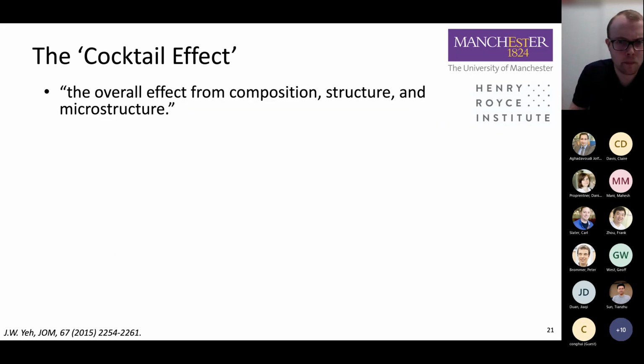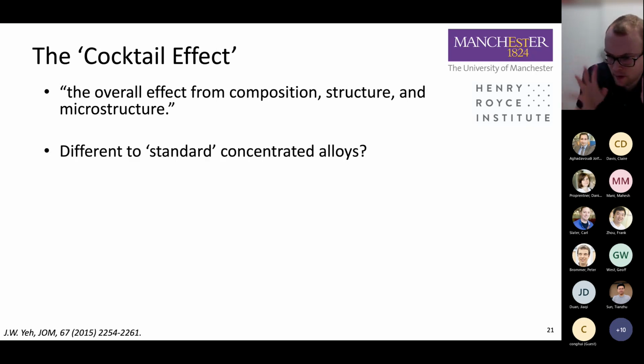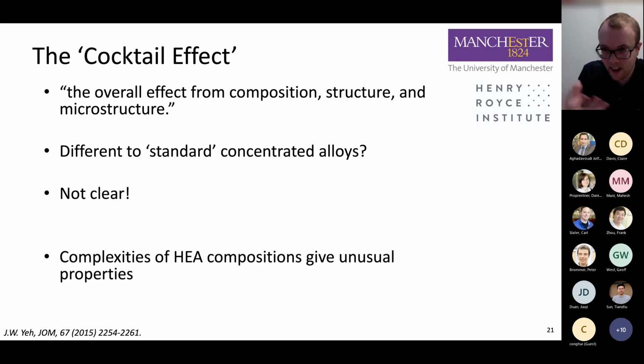What about the cocktail effect then? Well, this is a tricky one. It's supposedly the overall effect from composition, structure, and microstructure, but it's difficult to work out whether, when people talk about this, it's any different to what you find in standard concentration alloys like superalloys or austenitic stainless steels. It's the idea that the complexities of high-entropy alloy compositions give rise to unusual properties, and sometimes they do. We'll talk about that later. But is this particularly special to high-entropy alloys? That remains to be debated.